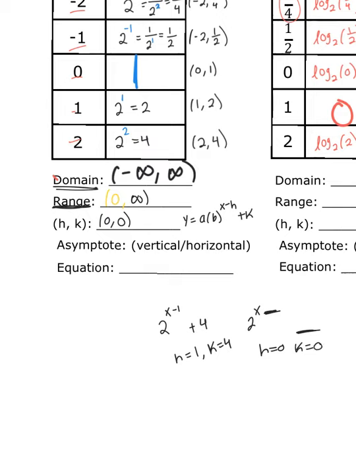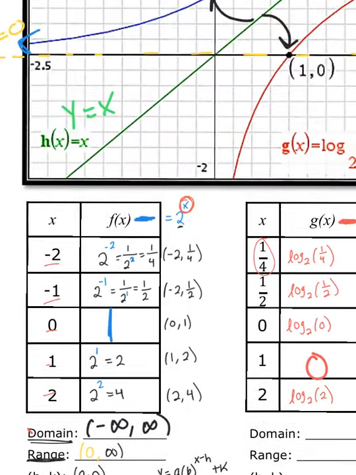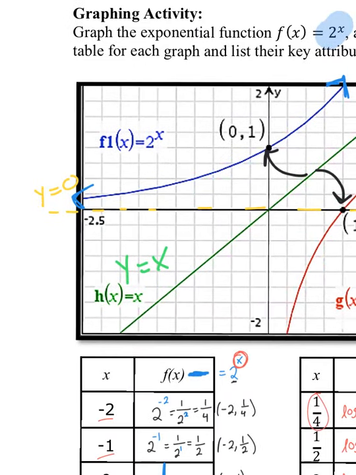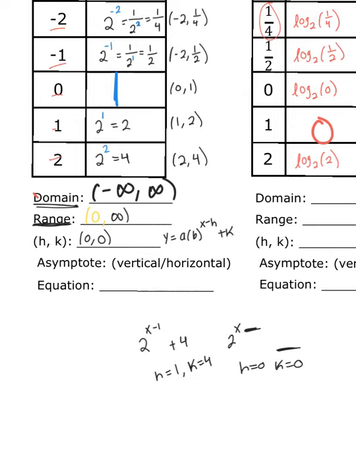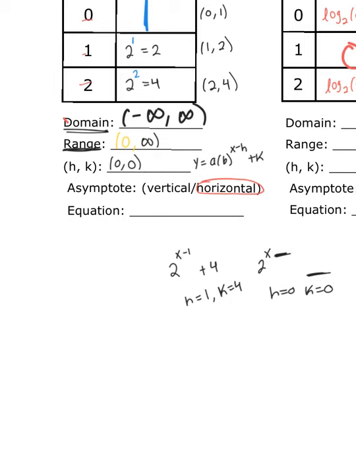Okay. Your asymptote here, is it vertical or horizontal? Well, that yellow line, y equals 0, that's a horizontal line. Horizontal goes side to side. So for my asymptote, I'm going to circle horizontal. And then the equation of our asymptote, we said it was y is equal to 0.